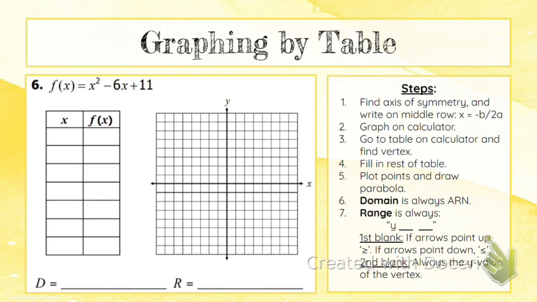So let's try number 6 together. First, we're going to find the axis of symmetry and write it on the middle row. So we have x equals negative b over 2a. So we have negative 6 divided by 2 times 1. Positive 6 over 2 equals 3. So 3 is going to go right here. Now we want to find the rest of the values. So we're going to go graph this on our calculator.